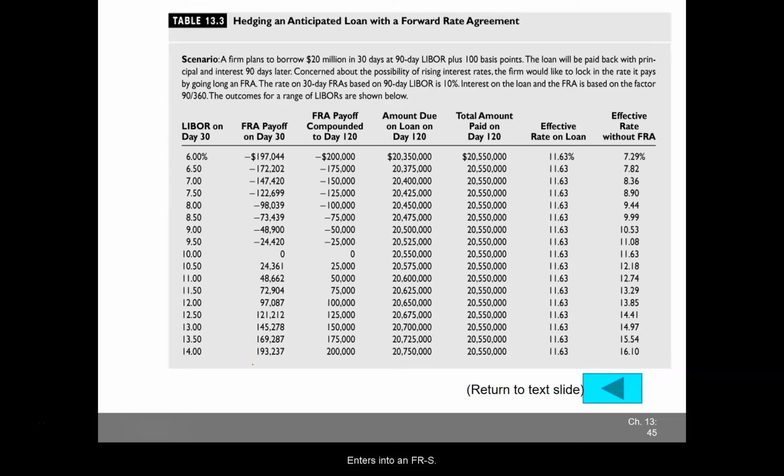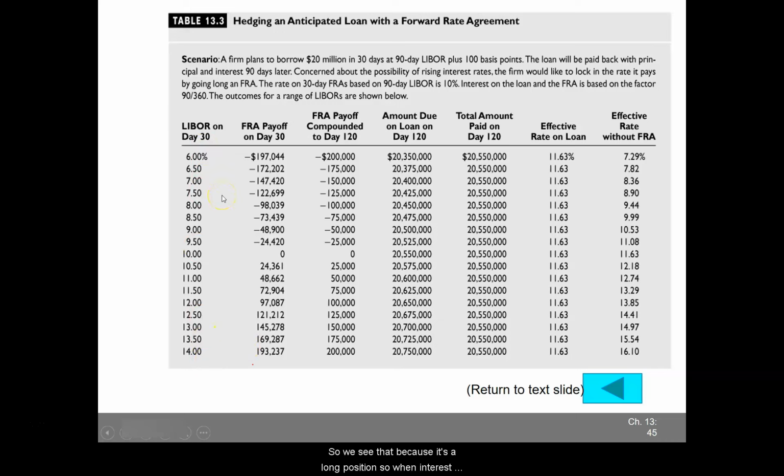The firm enters into an FRA that expires in 30 days, where the underlying is the 90-day LIBOR and the FRA fixed rate is 10%. The interest on the loan and the FRA is based on the factor 90 over 360, and that is basically the 90-day loan period divided by the 360-day year. And the outcome for this hedge has been listed in the table here for a range of LIBOR rates assumed on day 30, ranging from 6% to 14%.